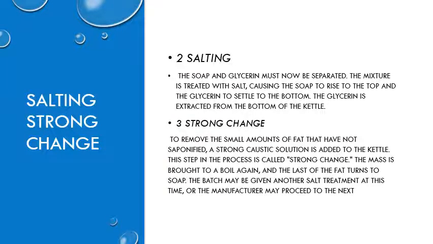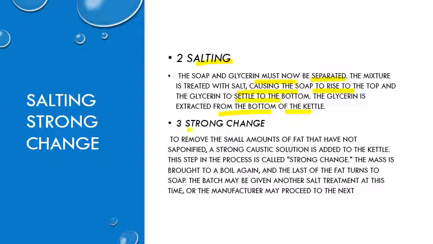So the second step is salting. The soap and glycerine must be allowed to separate out by adding the salt. So the soap rises to the top and glycerine settles at the bottom. Glycerine is extracted from the bottom of the kettle.